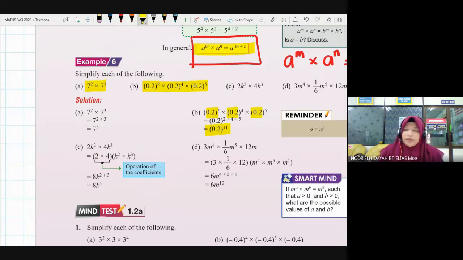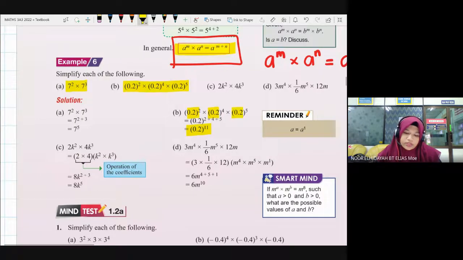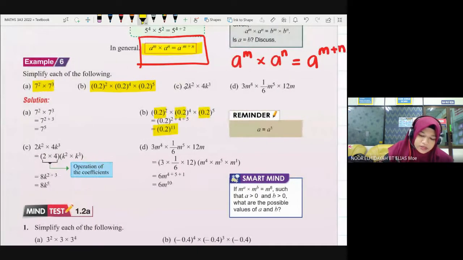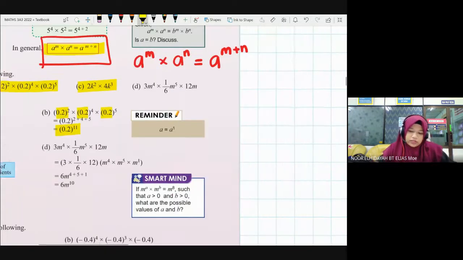Okay, next question C in example 6. Okay, cikgu akan salin dulu soalan dia.